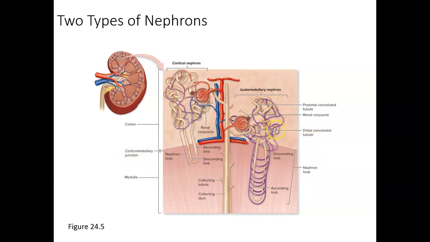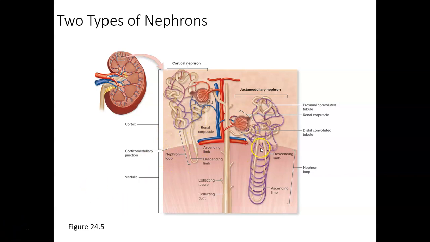So for both of them, the filtration part, the renal capsule part, and the PCT and DCT are all in the cortex, but this one is closer to the medulla and is deeply involved in the concentration gradients formed in the medulla, whereas the other one is not.